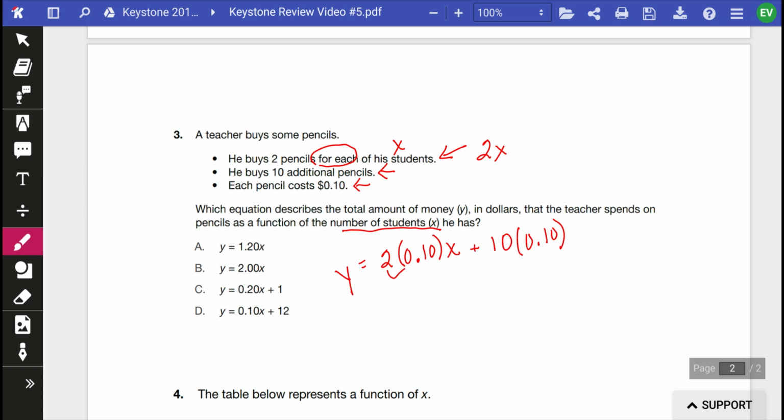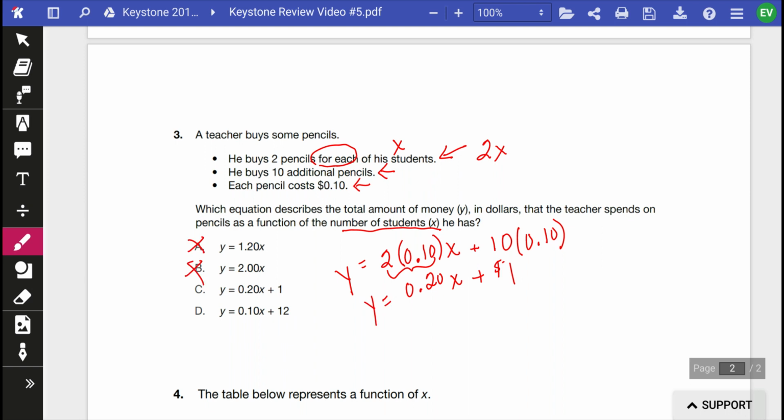Well, 2 times 0.10 gives us 0.20, and 10 times 0.10 gives us 1. So he spends $1 on those 10 additional pencils. So obviously A and B are not correct because they don't account for those additional pencils, which are just an add-on number.